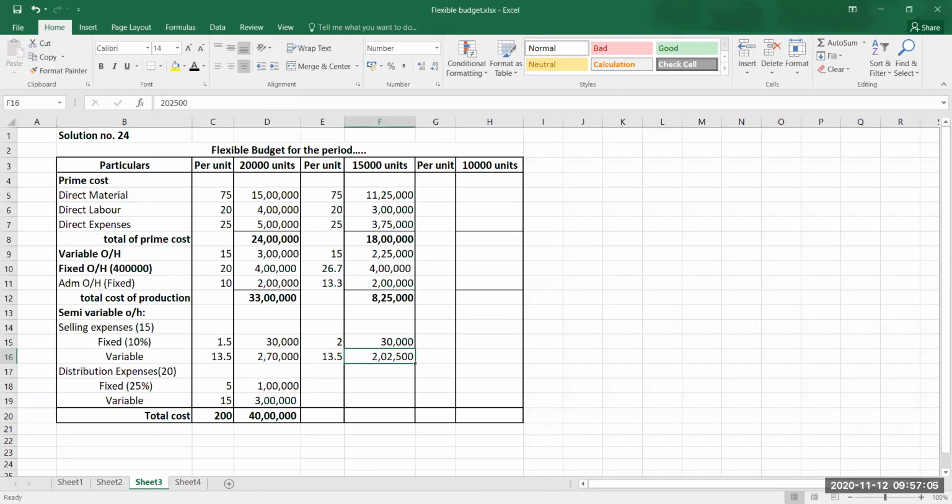Now let's do the distribution expenses. When you're doing fixed overhead, the cost will remain same, and for the variable, the per unit remains the same.